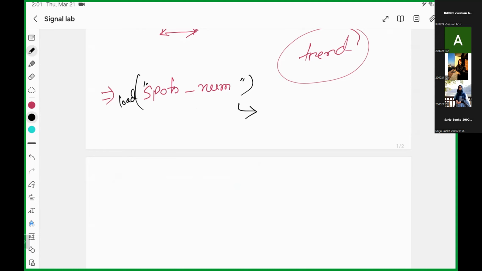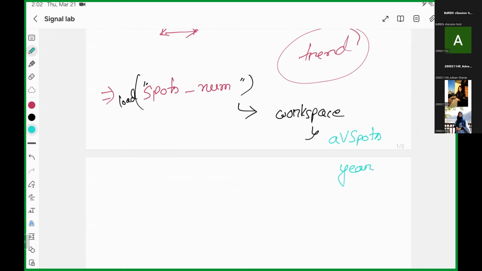It should actually provide you with two variables in the workspace. Look at your workspace. There should be two variables created. One is your AV spots, another one is your year. Yes, sir, they have been created.